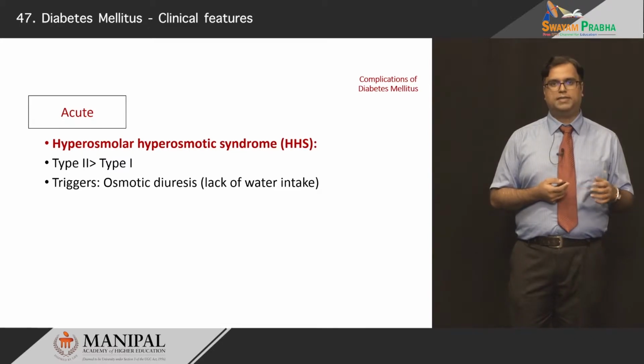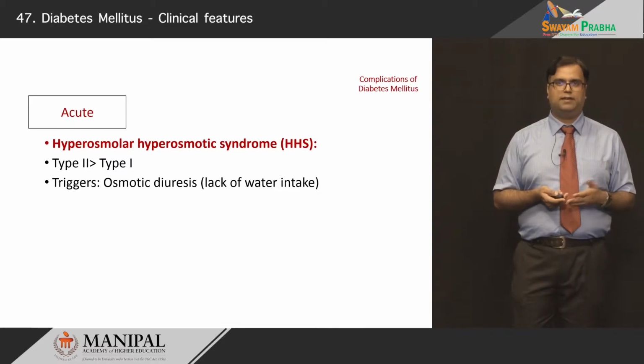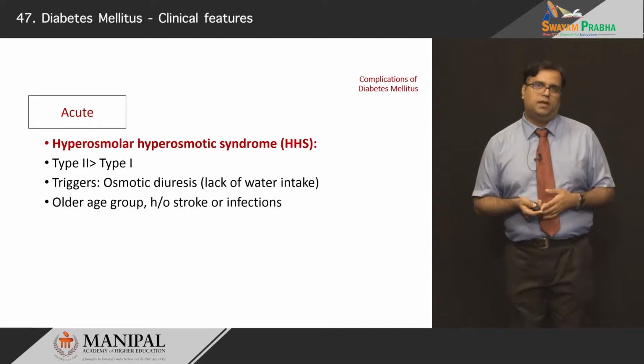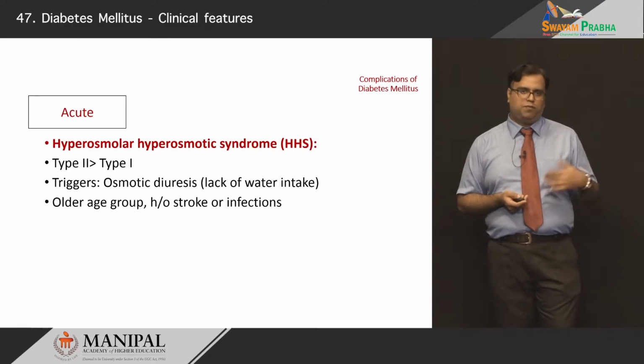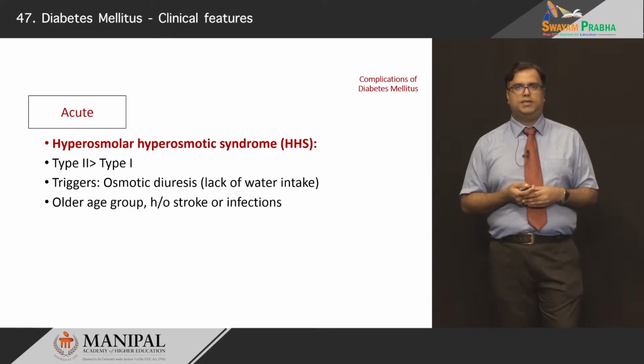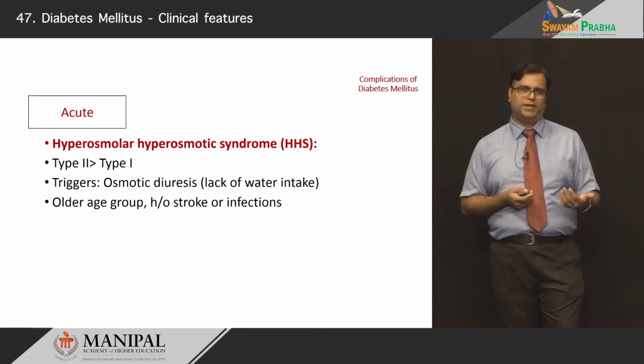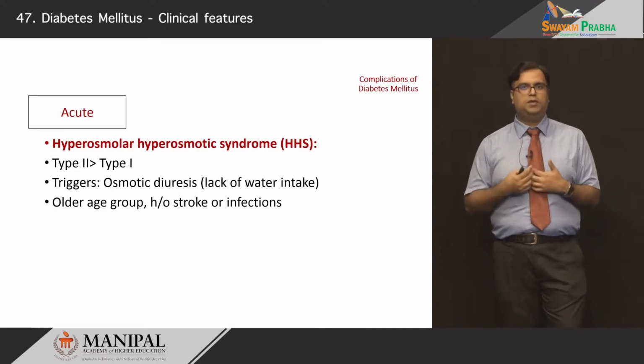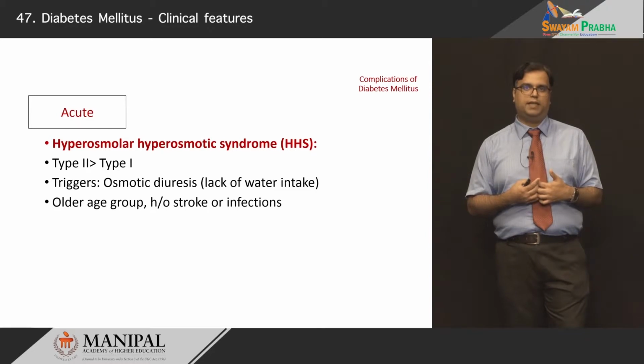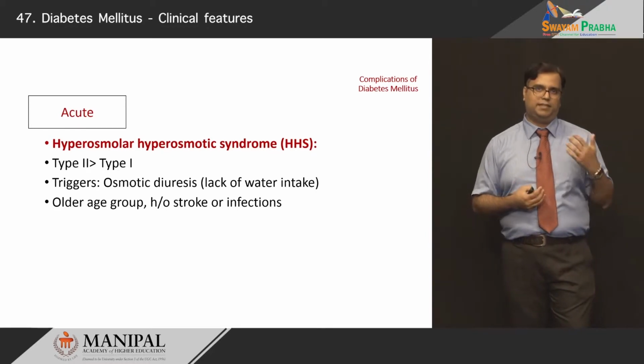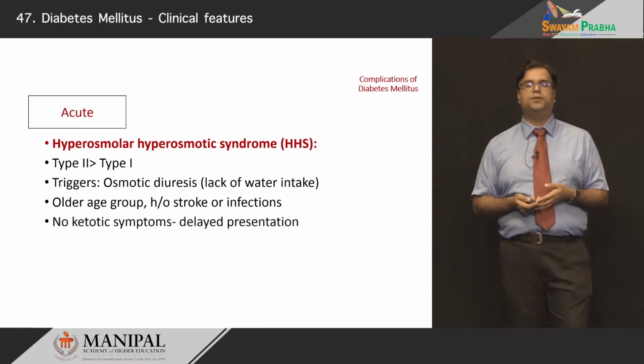it is generally due to lack of water intake and osmotic diuresis, which underlies the pathology. The patients are usually of an older age group, 40 or above, and usually they will give you a history of stroke, pneumonia, infection, and so forth. So they have already been compromised in the context of their health, and that is a past history that the patient will tell you.